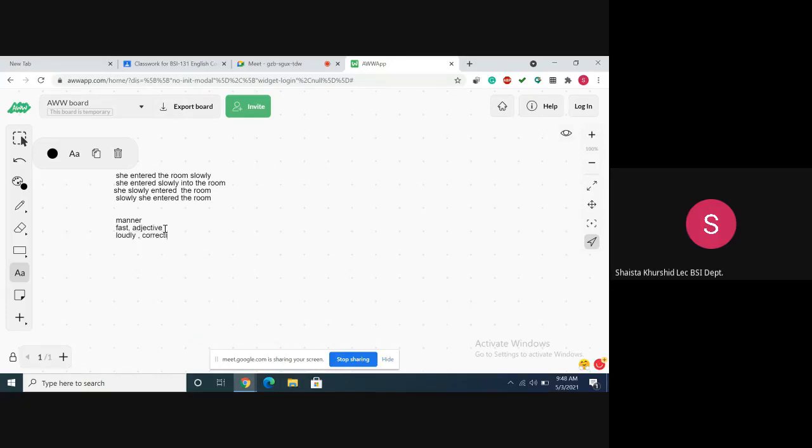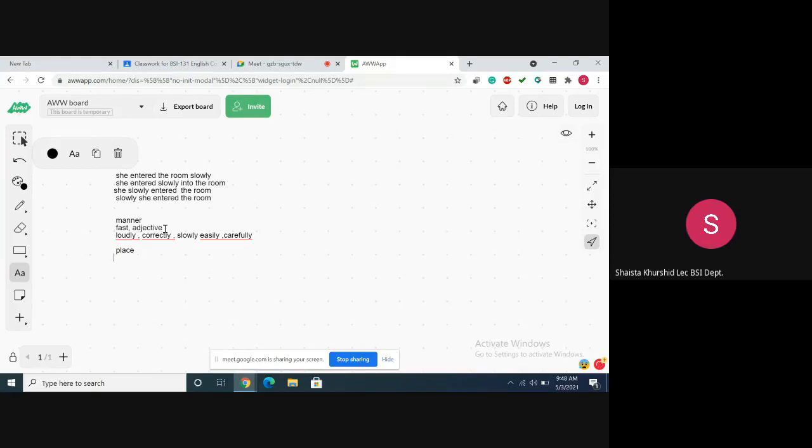So we have loudly, correctly, slowly. He solved the question easily, so we have easily, or listen to me carefully, so we have carefully as an adverb. Slowly, correctly, easily, carefully, or fast. So he runs fast is an adverb, and an adverb of manner. Now, the adverb of place.